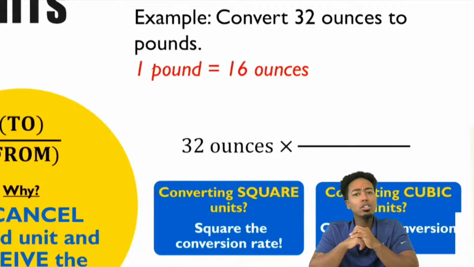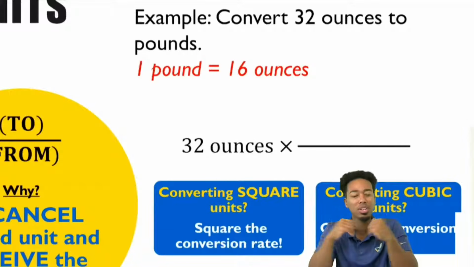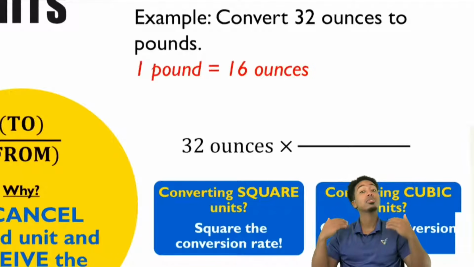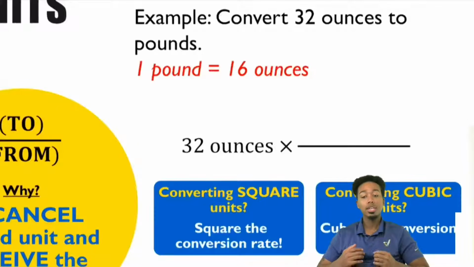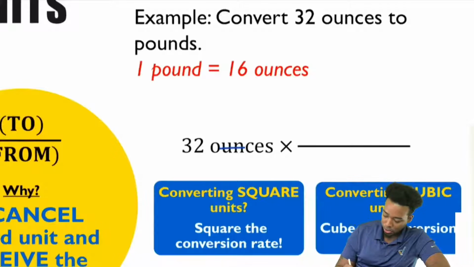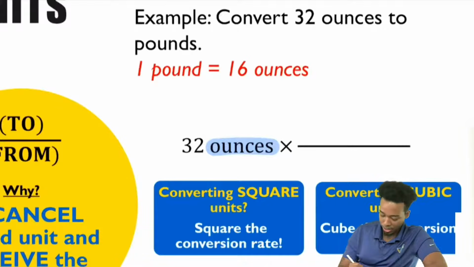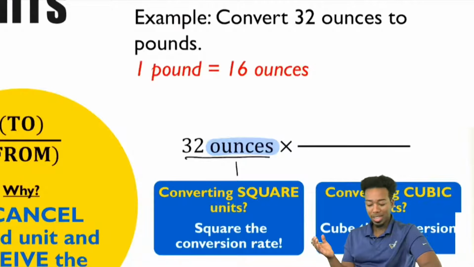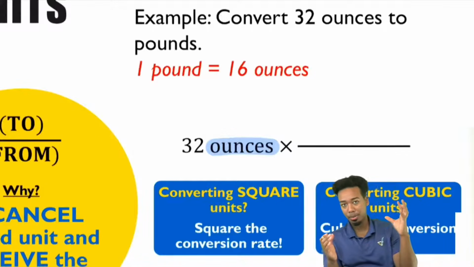Everybody, what is the unit that we're trying to get rid of here? We're trying to get rid of ounces. If we're trying to get rid of the ounces, just take a look. The ounces right here, let me use a highlighter, are technically up top because you can write this as 32 ounces over 1. So technically, the ounces that you have is up top.